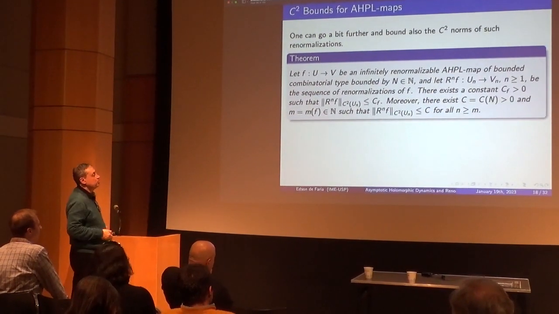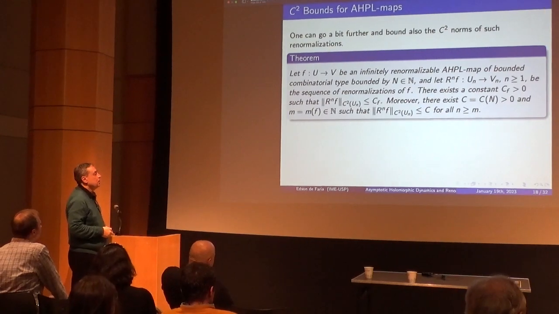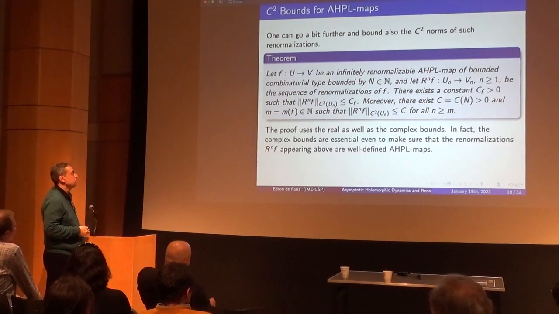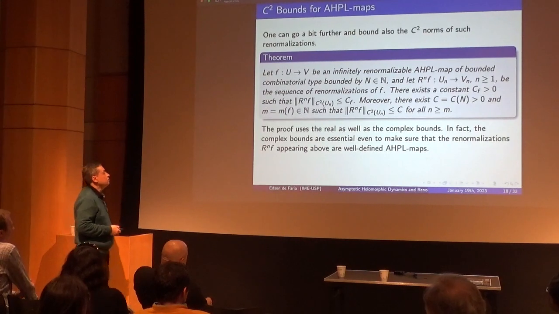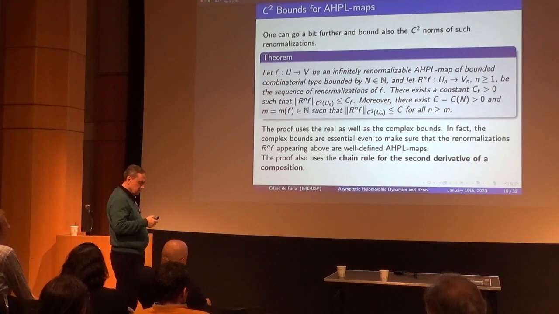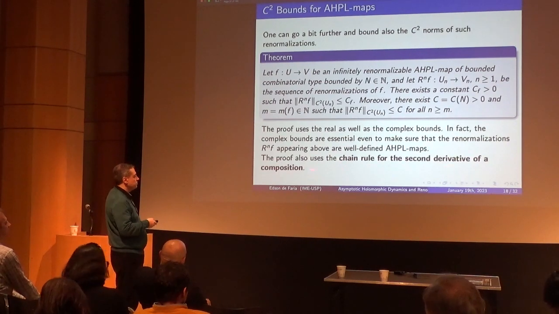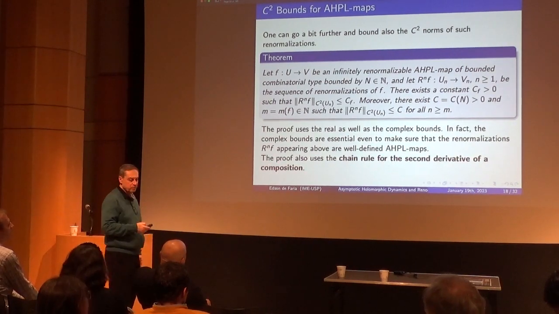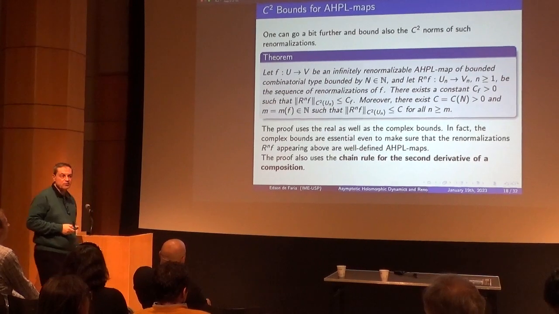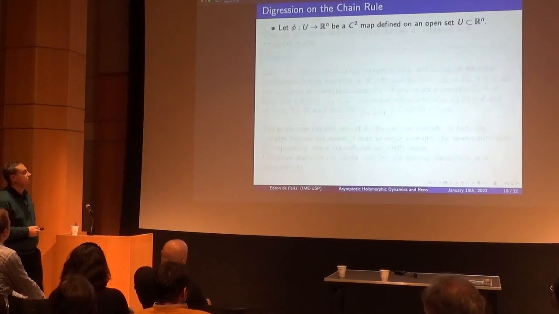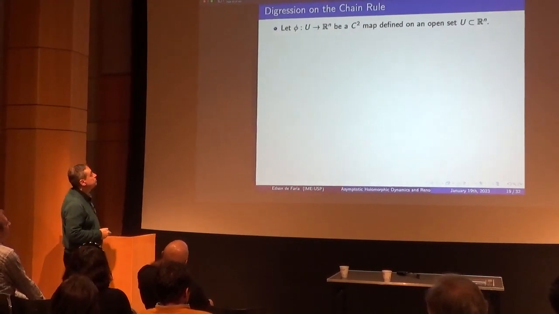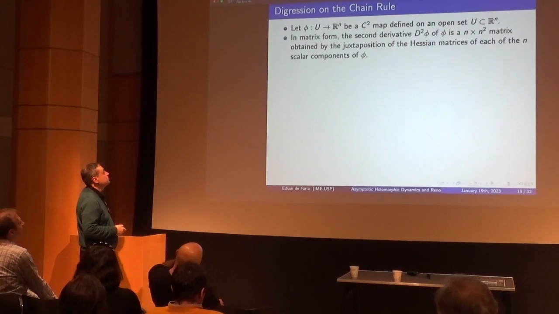But here we are in the complex plane, so we need to do something, and the maps are not holomorphic. So the tool that we need, not new, is the chain rule for the second derivative of a composition, but in matrix form. It's very important that it be in matrix form. So let me tell you what the chain rule that I'm talking about is.